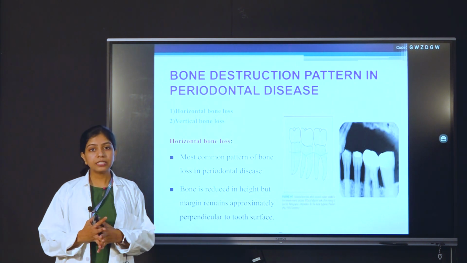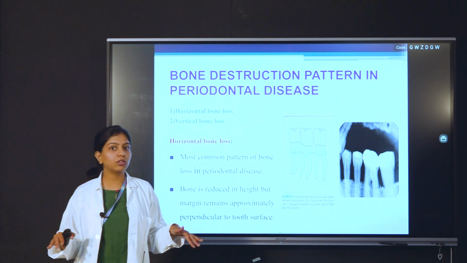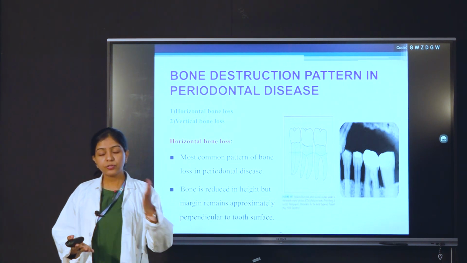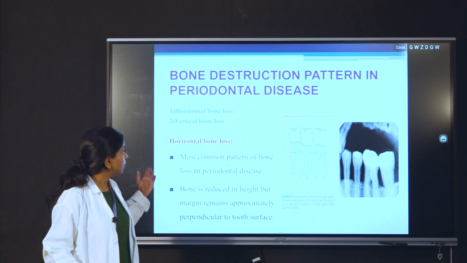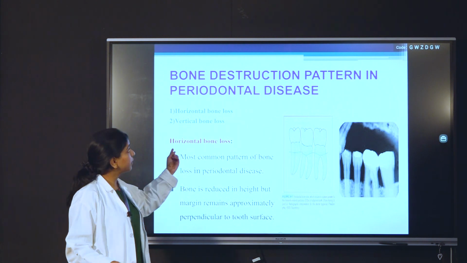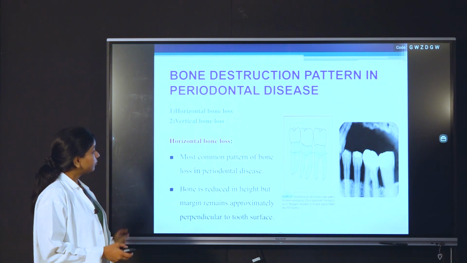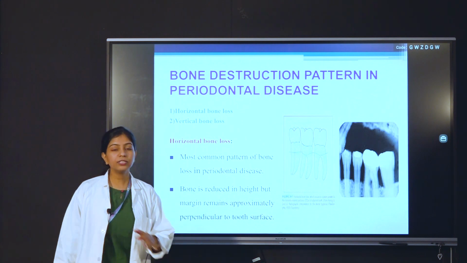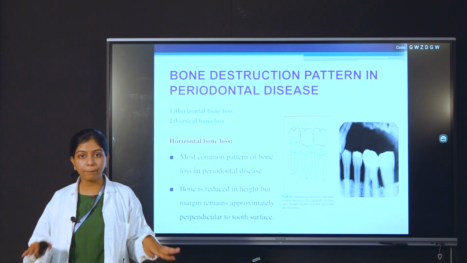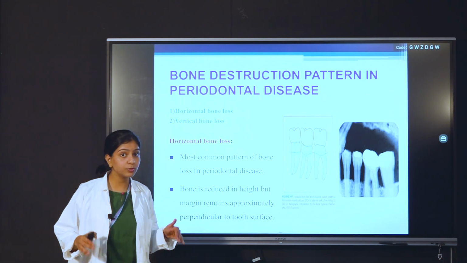Once the bone loss has occurred, we should know that all bone losses don't look alike. There are different patterns of bone loss, and I would be talking about those now. First is horizontal bone loss. This horizontal bone loss is the most common type of bone loss you see.